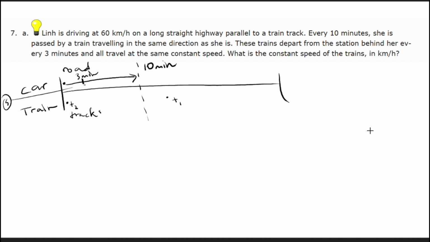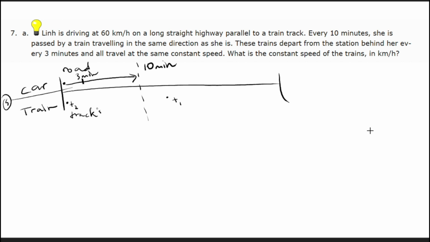So now we're saying that over the course of the next 7 minutes, the train T2 would have just reached the same distance as the car as it's about to be overtaken, right? Every 10 minutes it's overtaken, meaning it must overtake the car in 7 minutes, 10 minus 3.